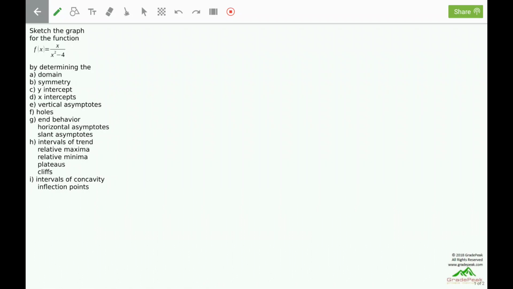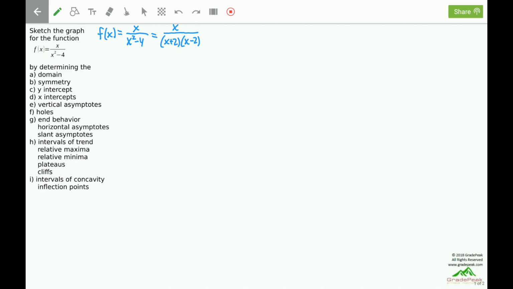Sketch the graph of the function f of x equals x divided by x squared minus 4 by determining the parts a through I. f of x equals x, a polynomial term, the domain will be all real numbers, divided by x squared minus 4. So f of x has a denominator. The denominator can be factored here. It is a difference of squares, so it'll factor into x plus 2 times x minus 2.